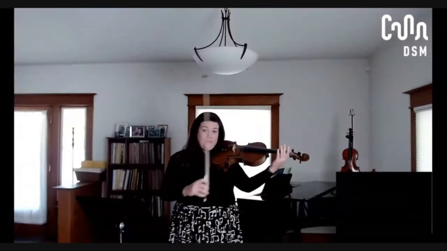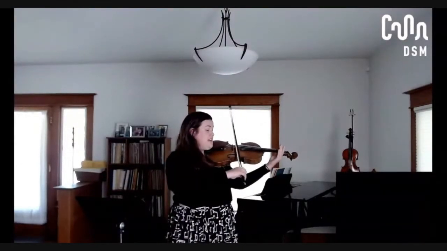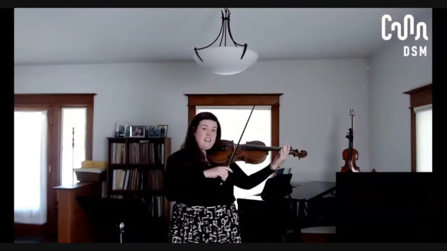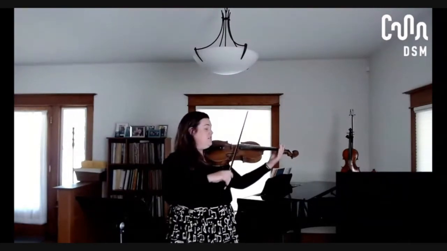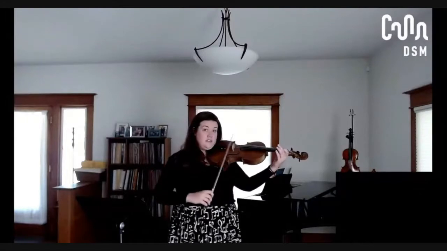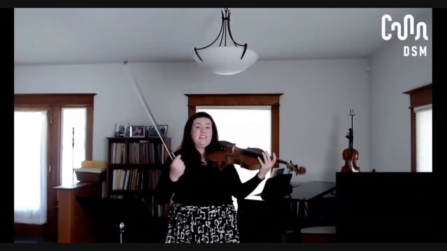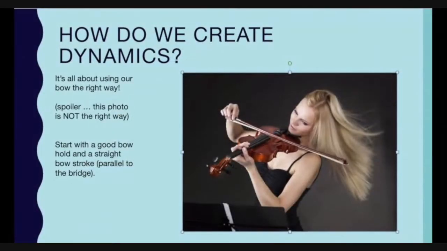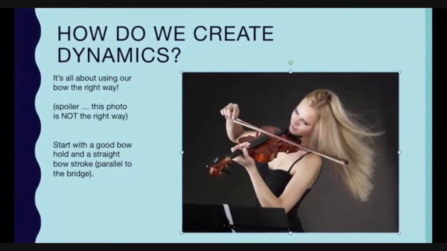When I play with a nice, beautiful straight bow, it's just a normal sound. But if I were to take my bow and make it so that it's crooked instead of straight, listen how that changes my sound. It's a very different sound. It's thinner, and I don't have the same control over it. So in order for us to even make changes, we have to start off with having that good sound.